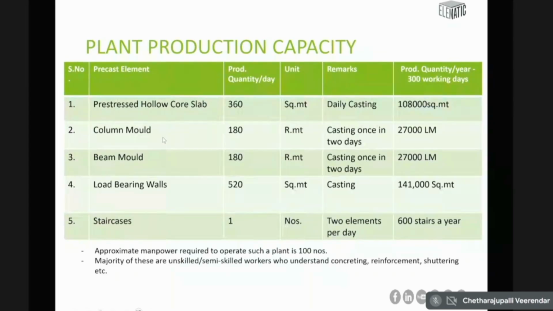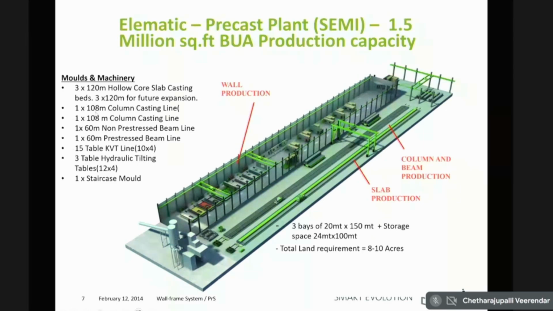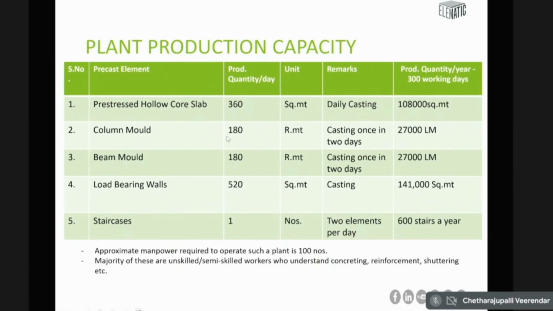And then you have column molds. Each mold, like you can see here, the length of the mold is about 108 meters in this particular line, and 100 meters. There are two lines of columns. So we are talking about 216 meters of column. And if you look at the production here, it is about 180 meters. Why is it 180 meters? This is because casting happens once in 2 days. This is the 2-day cycle. So a 216 meter mold will produce 180 meters of column every day. Beam mold similarly, casting once in 2 days, also becomes similar.